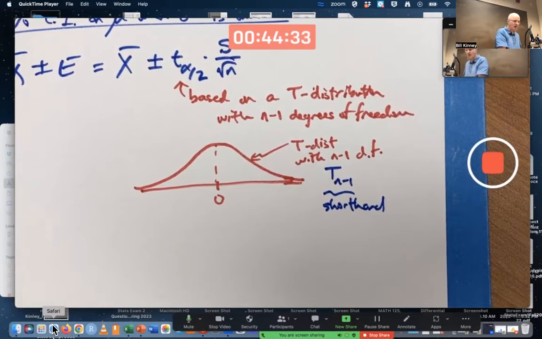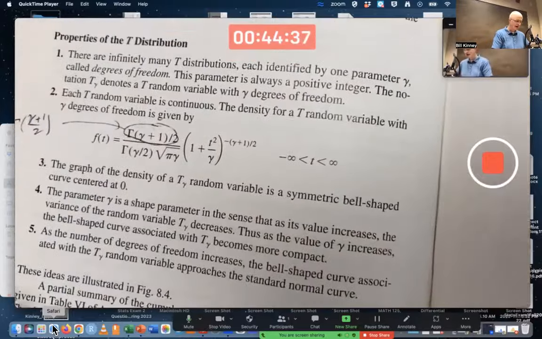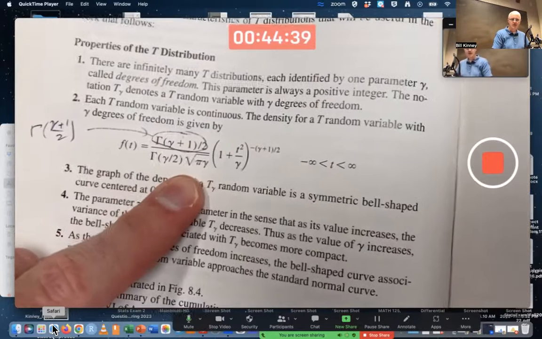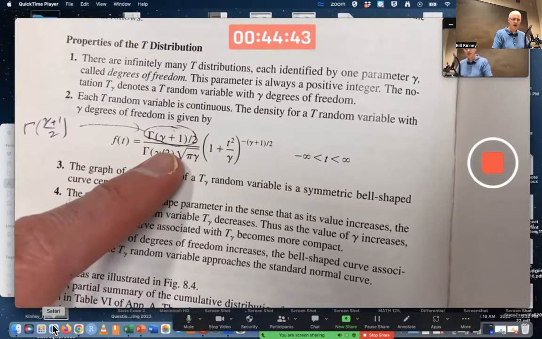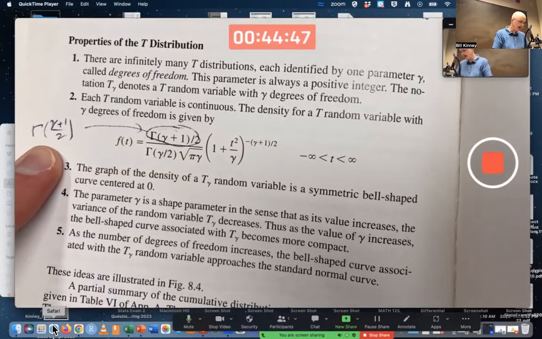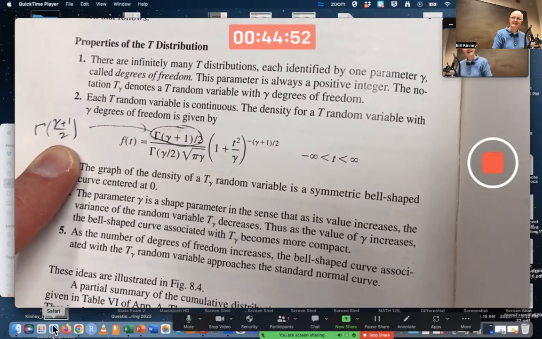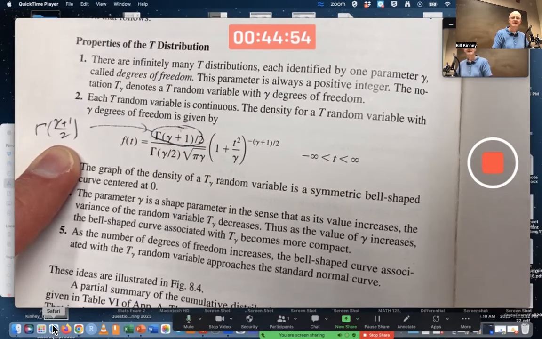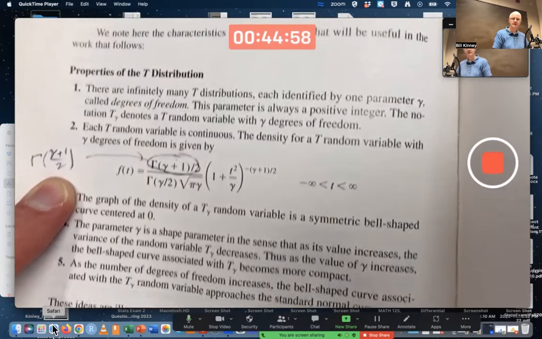The PDF for the t distribution with little gamma degrees of freedom is there, except there's a typo. The numerator of that fraction should not be capital gamma of little gamma plus 1 all over 2. It should be capital gamma of little gamma plus 1 over 2. The over 2 is inside the parentheses, inside the function. What page is that on? It's page 264.